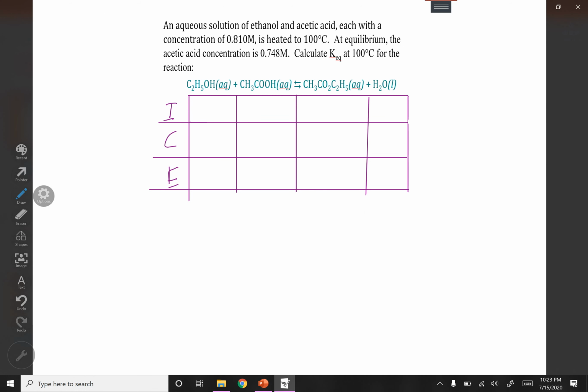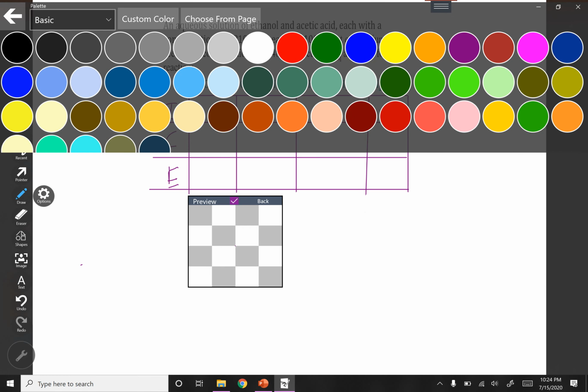Okay, so the first thing we want to do is to set up our ICE table. And I've gone ahead and set one up just based on our equation. Okay, so let's take the information they gave us and see if we can figure out where to put it. So one thing I can go ahead and tell you is that for the liquid, remember that pure liquids and solids do not appear in our equilibrium expression.